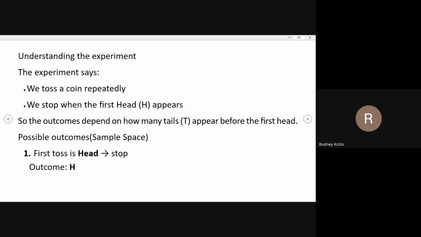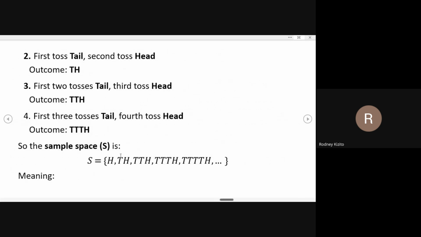in this experiment, we toss a coin repeatedly until the first head appears. We stop immediately once a head is obtained. So the possible outcomes here are H, meaning the first toss is a head, then TH, meaning a tail followed by a head, then TTH, meaning 2 tails followed by a head. Therefore, the sample space is S equals H, TH, TTH, and so on.